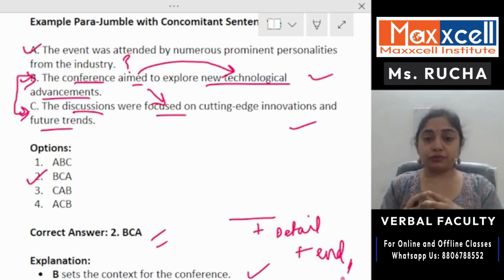So with the help of this knowledge, we are going to solve a few examples for the Parajumble question type in the next video. So stay tuned.